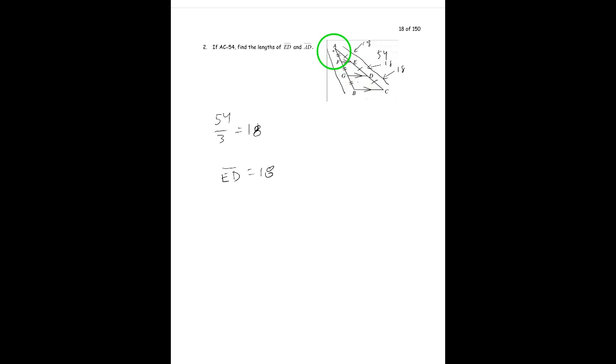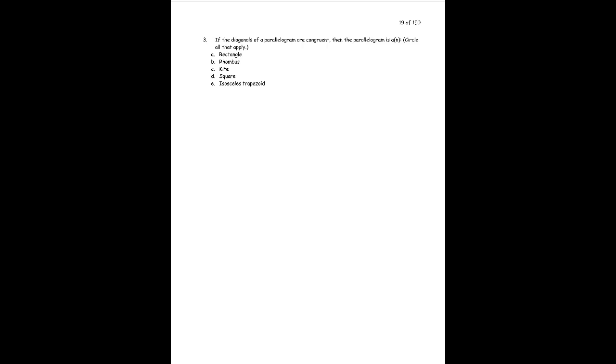And then AD goes from up here to here. That's 2 pieces. So AD is going to be 18 plus 18, which is 36. Again, the key point here is that parallel lines split these things into proportionate pieces. And since the line on the left is broken into congruent pieces, the line segment on the right will also be split into congruent pieces.